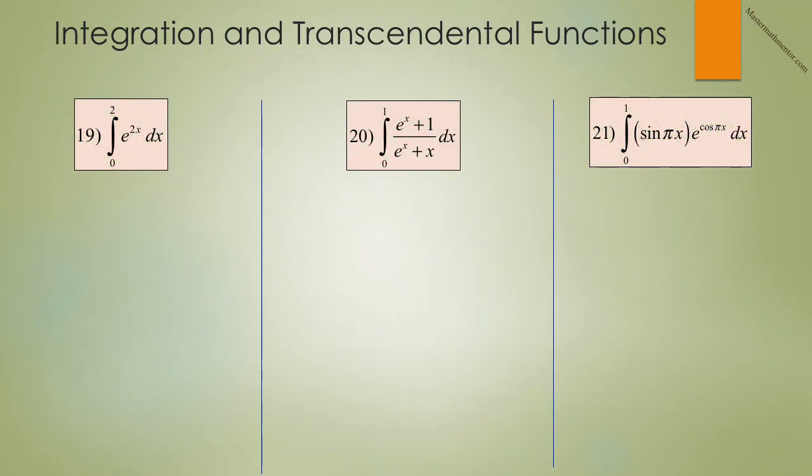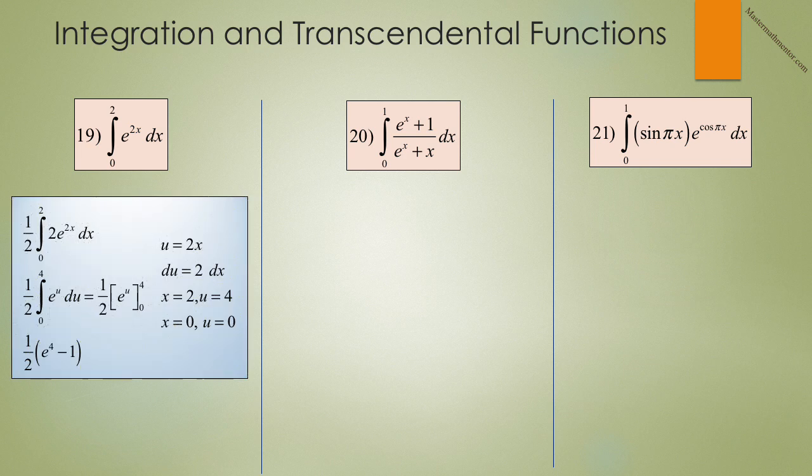In 19 through 21, we have definite integrals involving exponentials. We will attack the problem by changing the limits. In 19, we have the integral from 0 to 2 of e to the 2x dx. We let u equal 2x and du is equal to 2 dx, and we can write our problem as 1/2 the integral from 0 to 2 of 2e to the 2x dx.